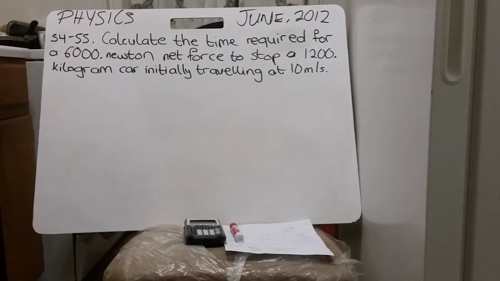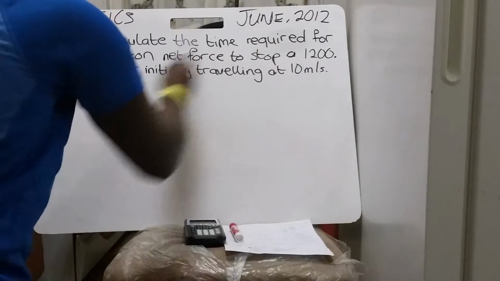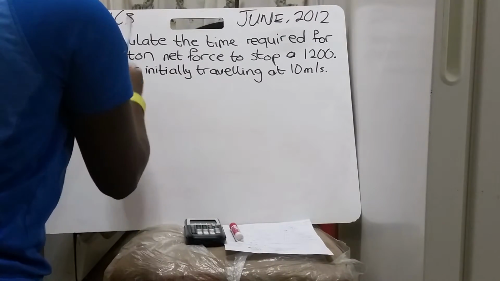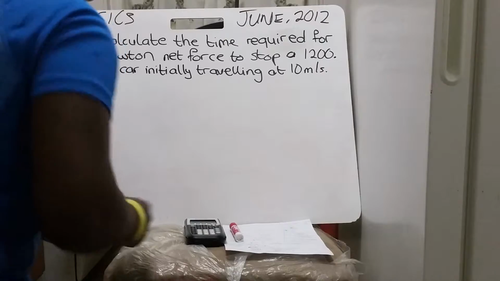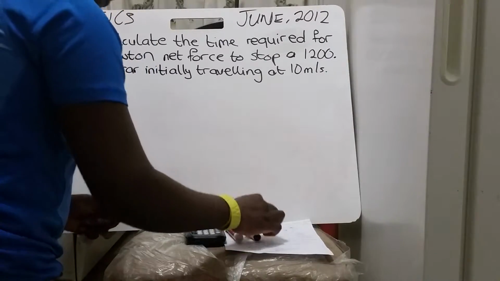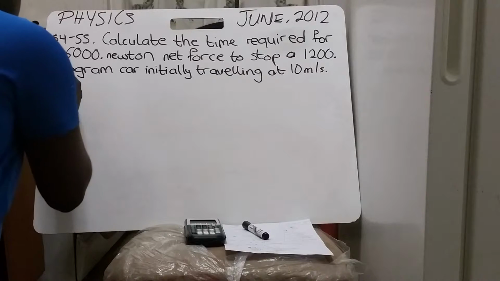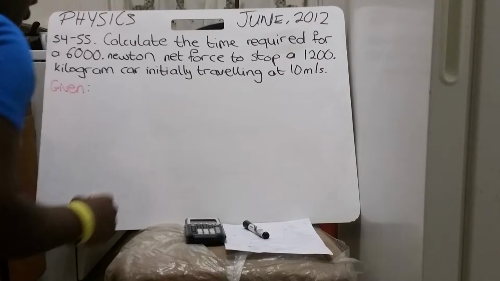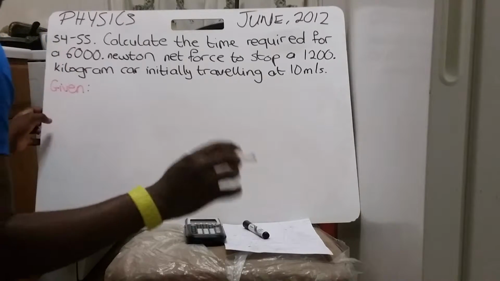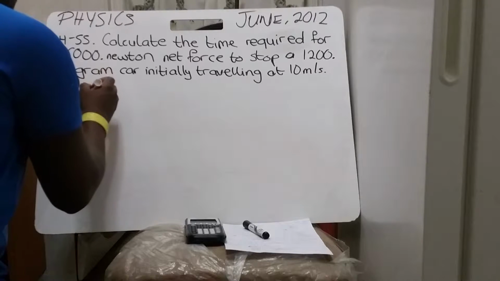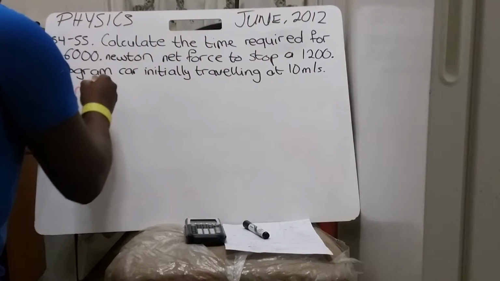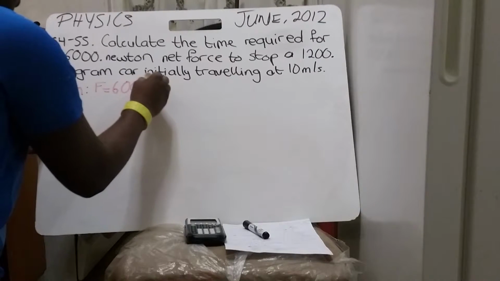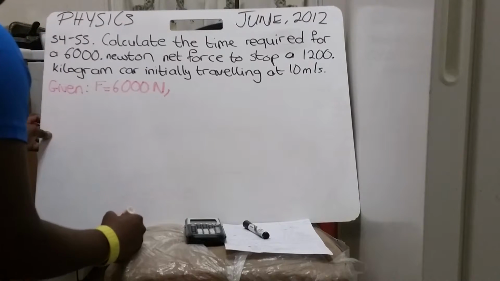Calculate the time required for a 6,000 Newton net force to stop a 1,200 kilogram car initially traveling at 10 meters per second. Let's first of all start off by writing everything we have, because in this little paragraph they gave us a lot of information. So let's just jot them down. Force equals 6,000 Newton.